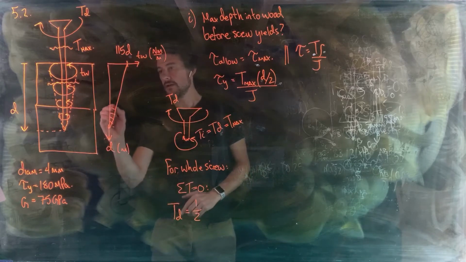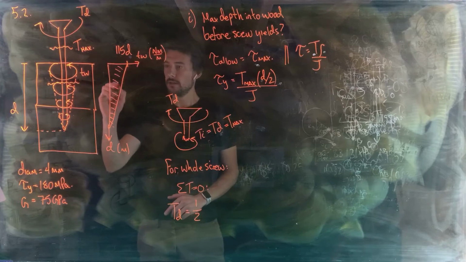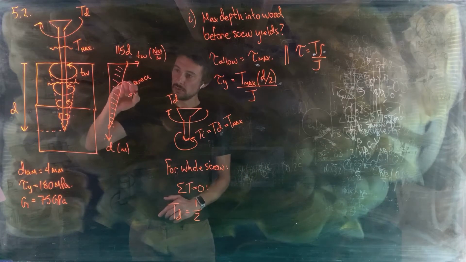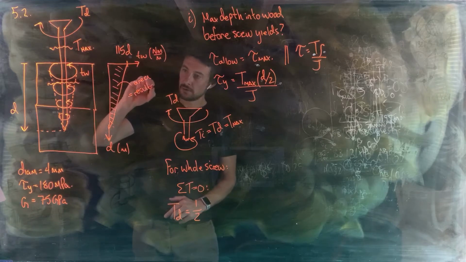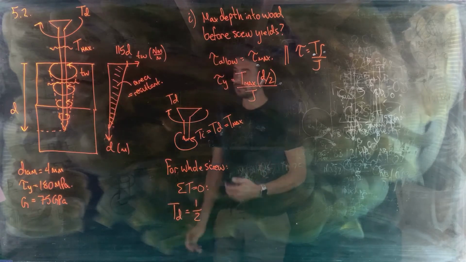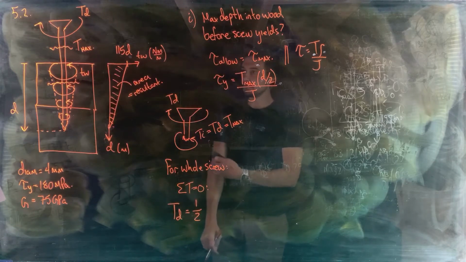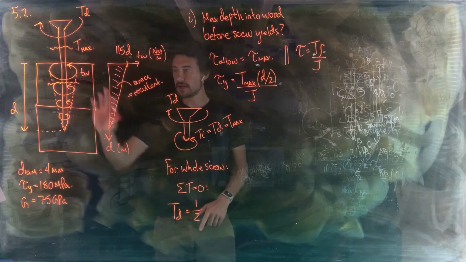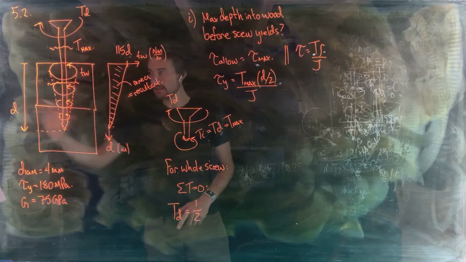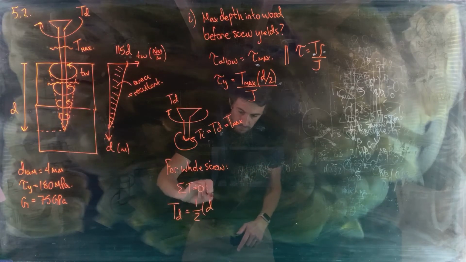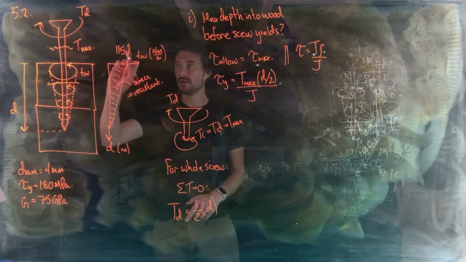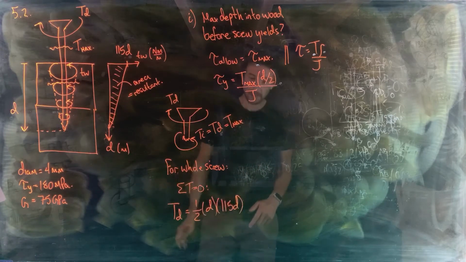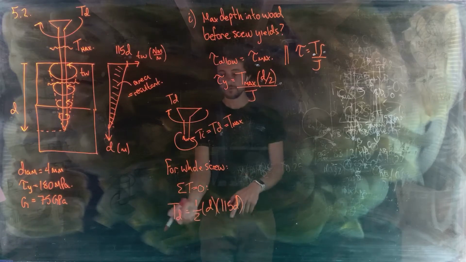the area on this diagram. That area equals the resultant of that distributed torque. So this is just 1/2 base times height. The base here is distance d, and the height we're told is 115d. Okay, so there we go. So we've got TD now.